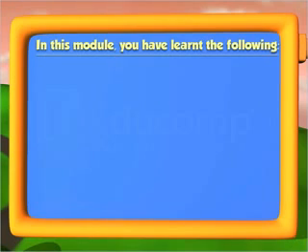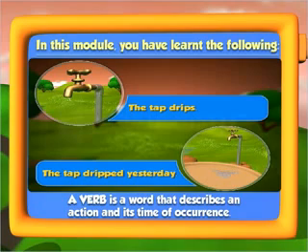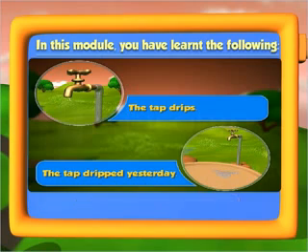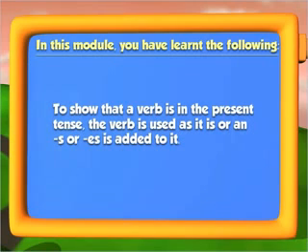In this module, you have learnt the following. A verb is a word that describes an action and its time of occurrence. To show that a verb is in the present tense, the verb is used as it is, or an s or es is added to it.